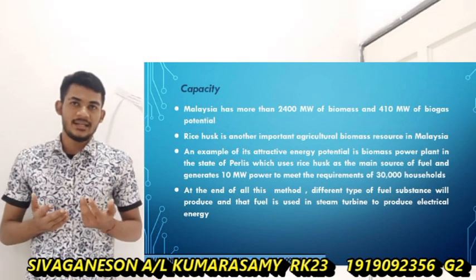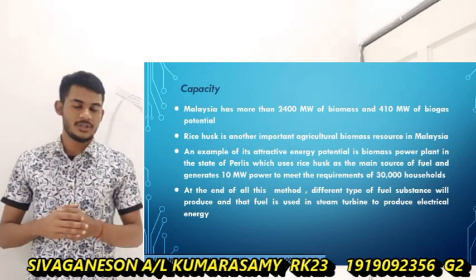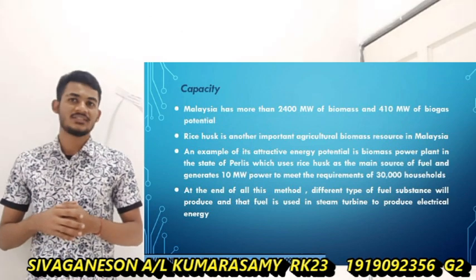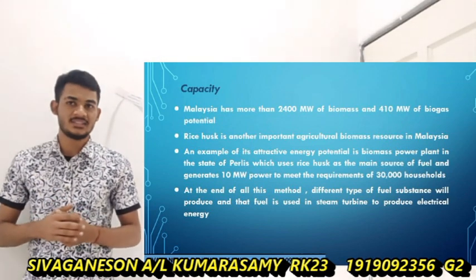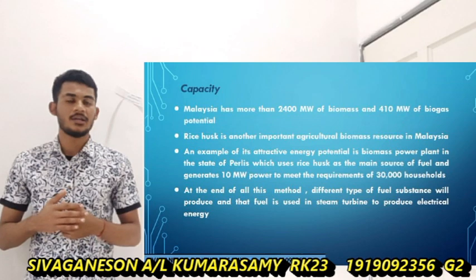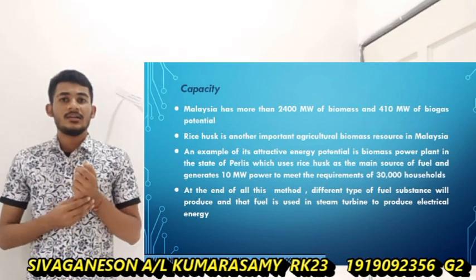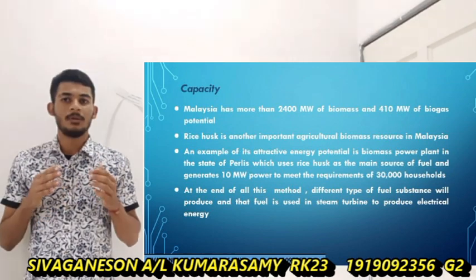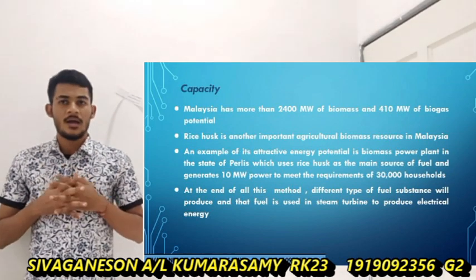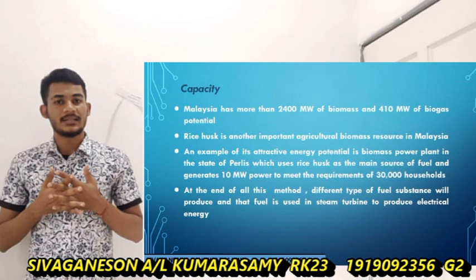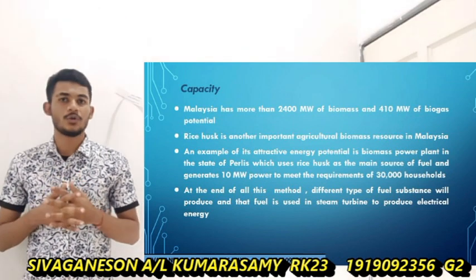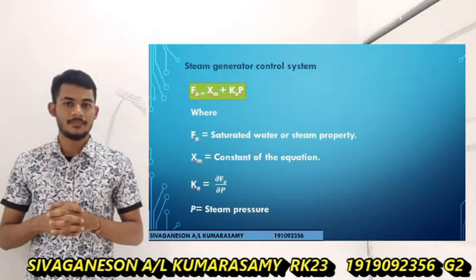There are many techniques through which biomass can be converted to electrical power, such as combustion, pyrolysis, gasification, and aerobic decomposition. At the end of all these methods, different types of fuel substance will be produced, and the fuel is used in the steam turbine to produce the electrical energy.